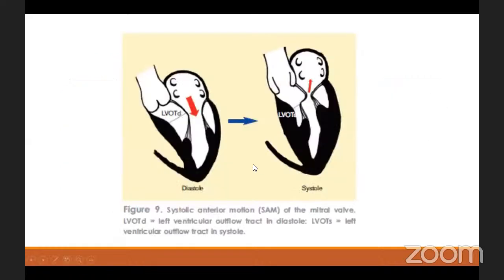So this is a picture. This is during diastole. This is the anterior and this is the posterior leaflet. So during systole, what happens is that when you have an excessive height of the posterior leaflet, it will push the anterior leaflet toward the left ventricular outflow tract, which will cause LVOT obstruction and severe mitral regurgitation.